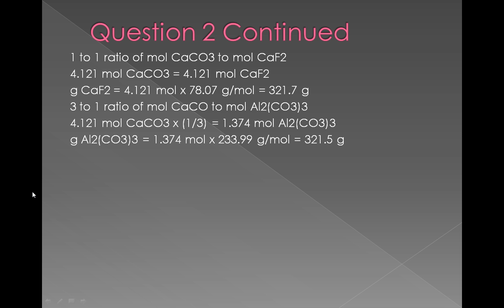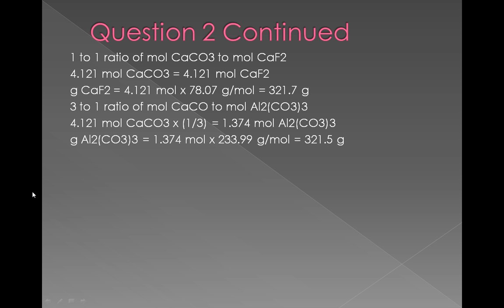Then, using your limiting reactant and the balanced equation, you see what the ratio between moles of calcium carbonate to calcium fluoride is. And since it's a 1:1 ratio, the moles of calcium carbonate equals the moles of calcium fluoride. So you have 4.121 moles of calcium fluoride. To find the grams of calcium fluoride, you multiply the 4.121 moles by its molecular mass of 78.07 grams per mole, giving you 321.7 grams.